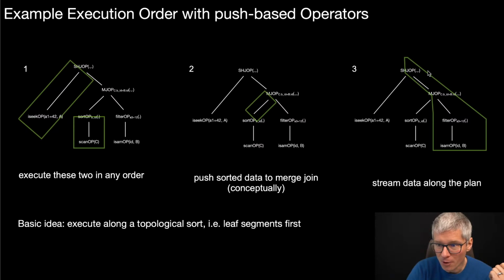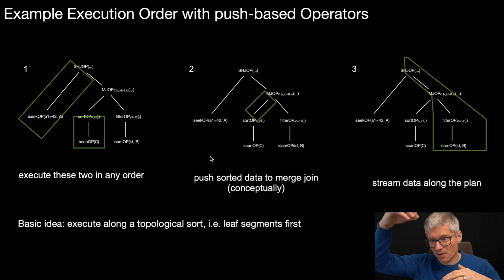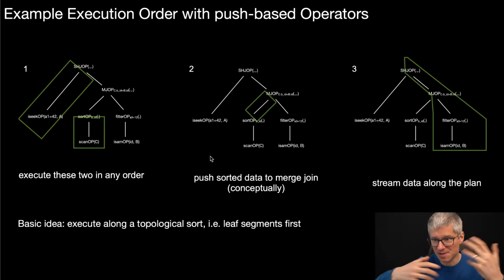But at no point in time in this third phase is there a need to store more than one tuple at any time. So there's no blocking behavior here. You see the processing of the data is from bottom to top in the push world, whereas in the pull world, it's from top to bottom. It's the other way around.